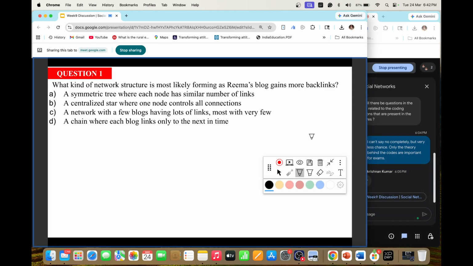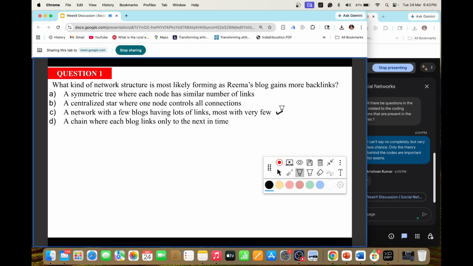YouTube. Okay, so what kind of network structure is most likely forming as Rima's blog gains more backlinks? A: a symmetric tree where each node has a similar number of links. B: a centralized star where one node controls all connections. C: a network with a few blogs having lots of links, most with very few. D: a chain where each blog links only to the next in time. Okay, so what will be the correct answer? The correct answer will be C.